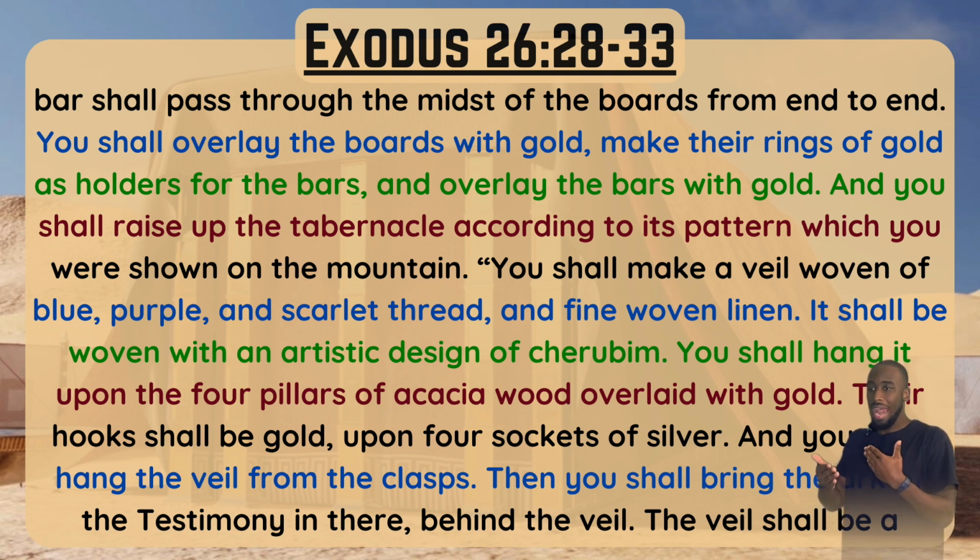That before you pass through the veil to get to the most holy place, the Holy of Holies, the Kodesh of Kodesh, you would have to pass by this artistic cherubim, which I'm pretty sure was a physical symbol of something that was spiritually present. You shall hang it on the four pillars of acacia wood overlaid with gold. Their hooks shall be gold, and upon four sockets of silver. And you shall hang the veil from the clasps.